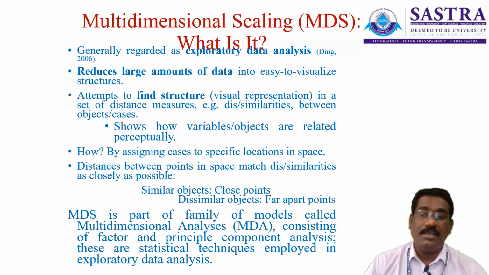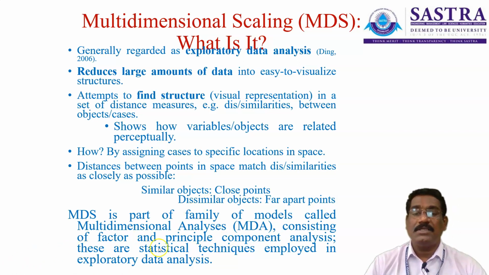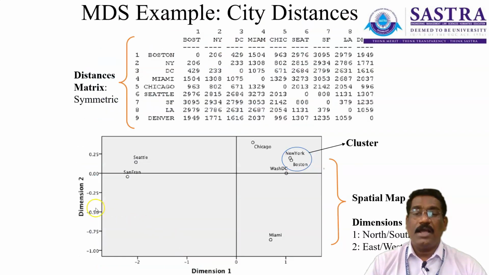Multidimensional scaling is part of a family of models called multivariate analysis, consisting of factor and principal component analysis. We are going to look into factor analysis in detail in the upcoming sessions. These are the statistical techniques employed in exploratory data analysis. So I can explain this depiction here. You can see the distance matrix, which is given in a symmetric way. These are the different cities given, and they have been numbered, and also the cities are given and numbered.